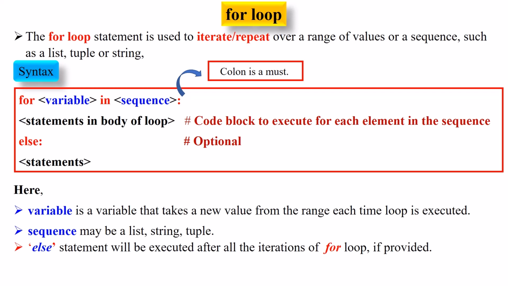In each iteration of the loop, the variable takes on the next value in the sequence, and the code block inside the loop is executed. Here, variable is a variable that takes a new value from the range each time the loop is executed. Sequence may be a list, string, tuple. Else statement will be executed after all the iterations of for loop, if provided.